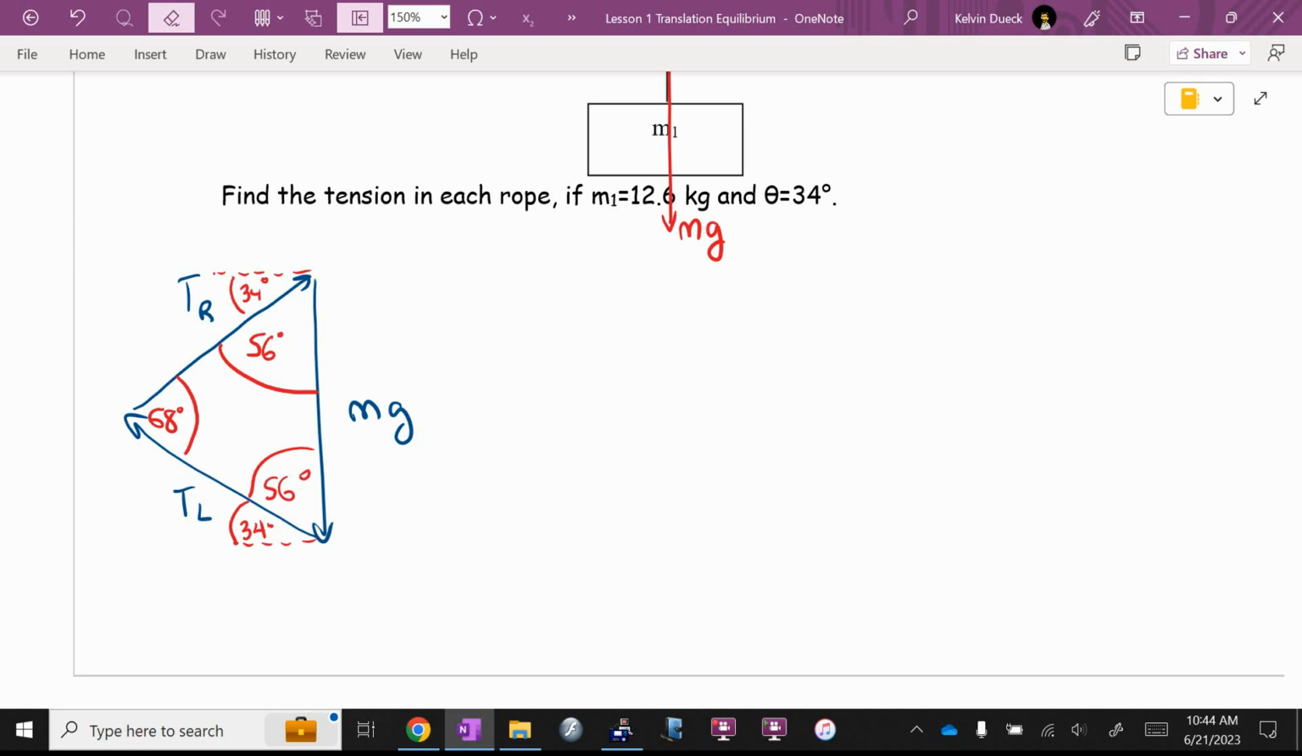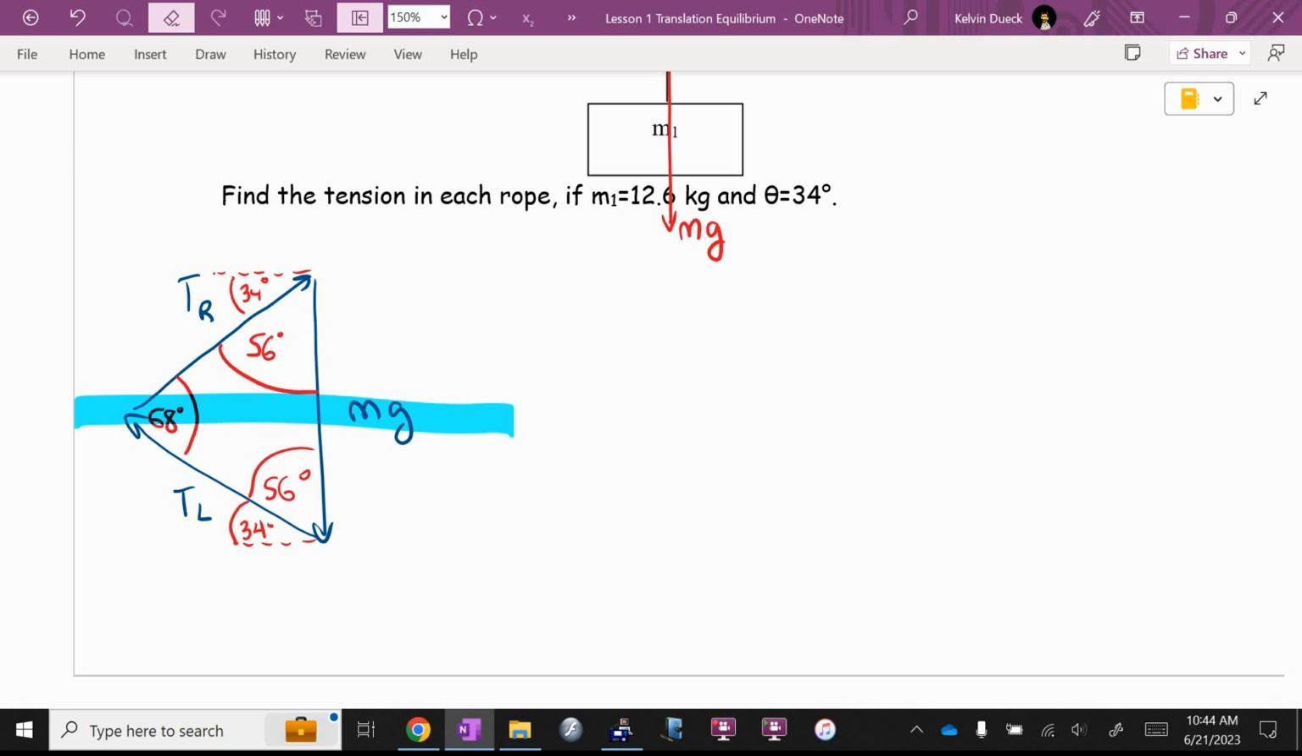We can't solve this with SOHCAHTOA. It's not a right angle triangle. We can solve this with the sine law. How do I know at a glance I can use the sine law? When I have a pair. If I know an angle and the side across from it. I know the 68 and MG. I know MG. This is how I'm going to start.